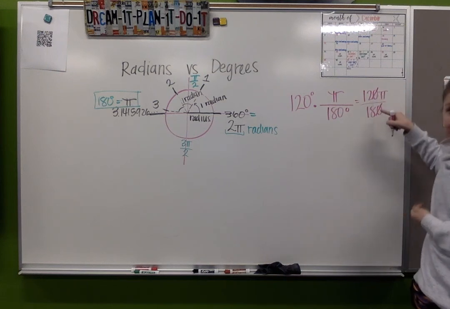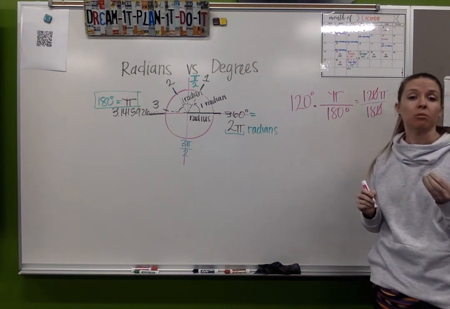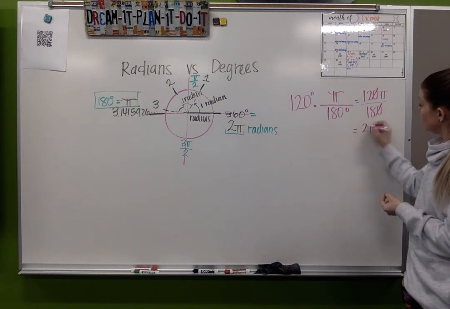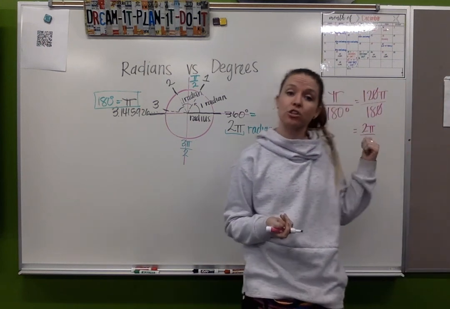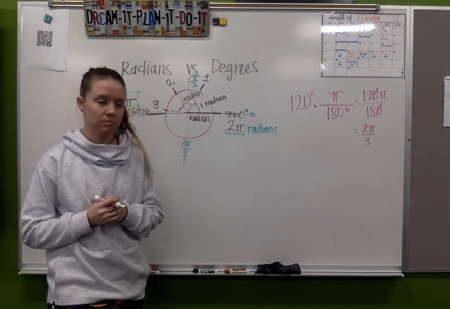They're both divisible by 10, so I'm going to divide by 10. 12 and 18 are both divisible by 6, so that's going to reduce to 2 pi over 3 radians. 120 degrees equals 2 pi over 3 radians.